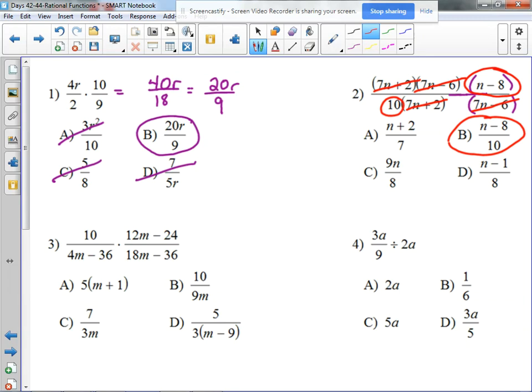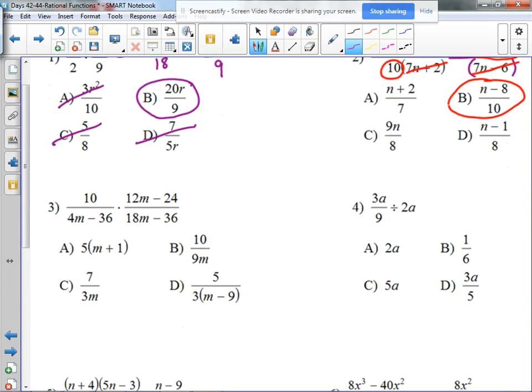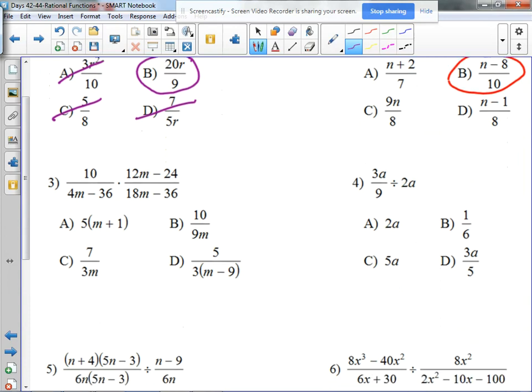Okay, so then when we get to number 3, number 3 is not in factored form, but we can fix that. We can put it in factored form, right? First numerator is just a number, so we leave it. First denominator has a GCF of 4. Pull out a 4. We're left with m minus 9.